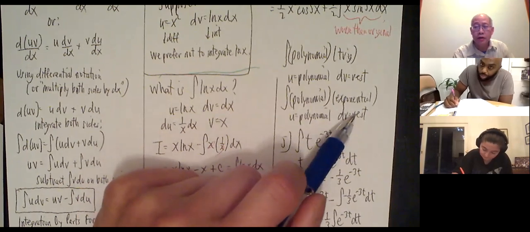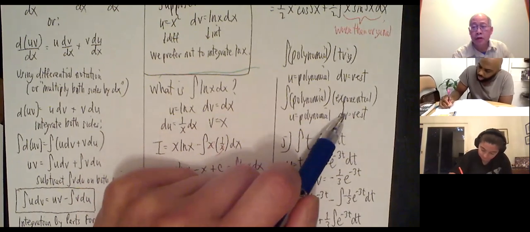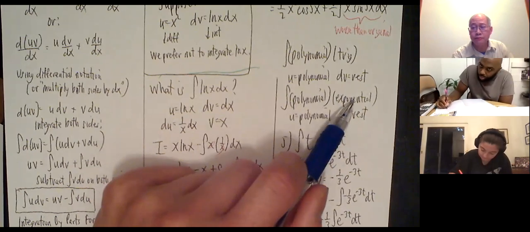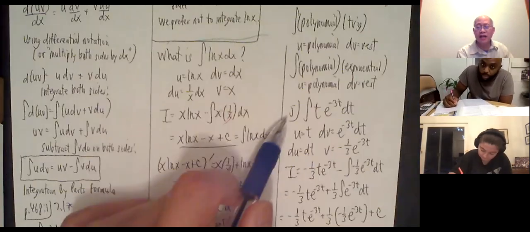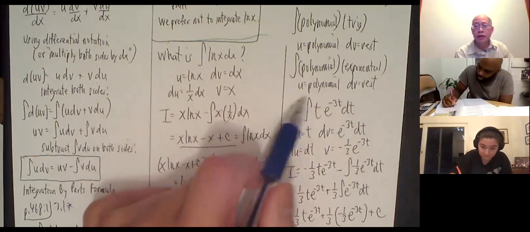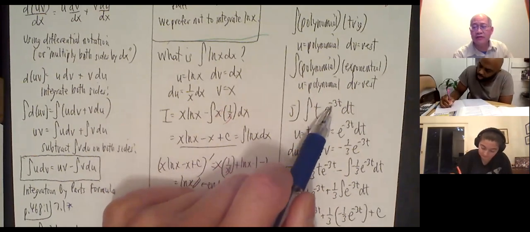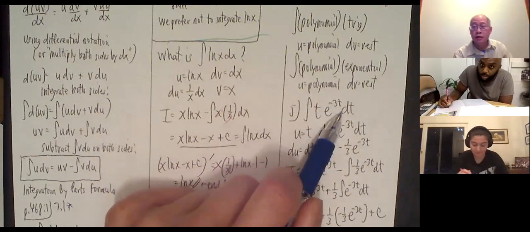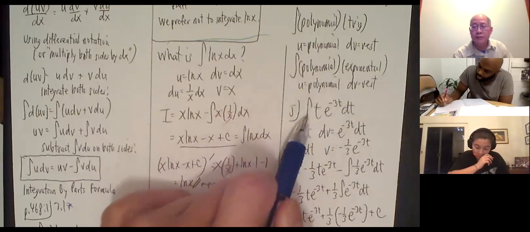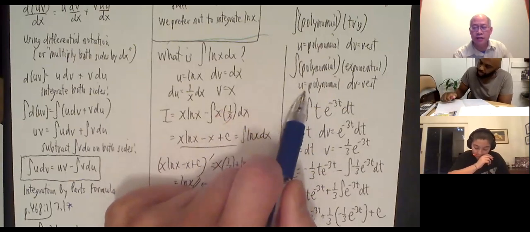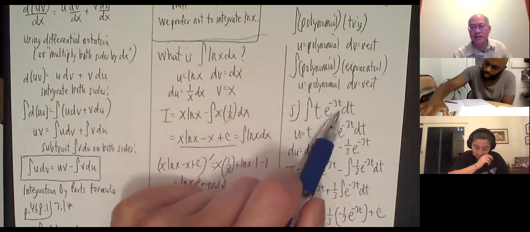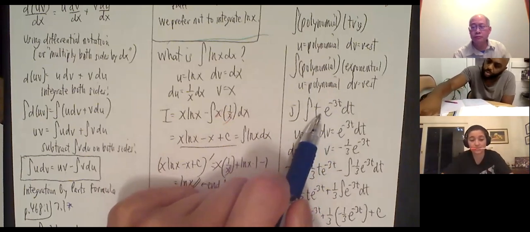And I'll show you an example of this right now. Polynomial times an exponential. Number 5 is exactly like that. Integral of t e to the negative 3t dt. So it's a polynomial times an exponential, so let u be this. The only difference is that they're giving us t instead of x, but it's the same thing.